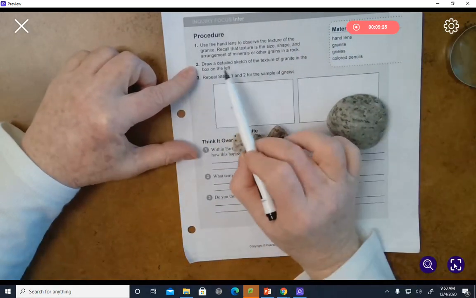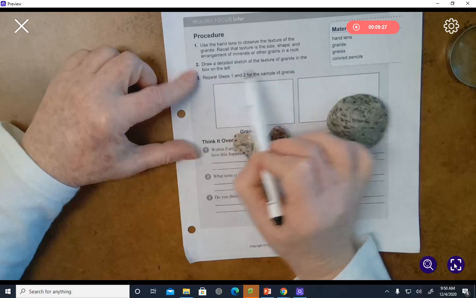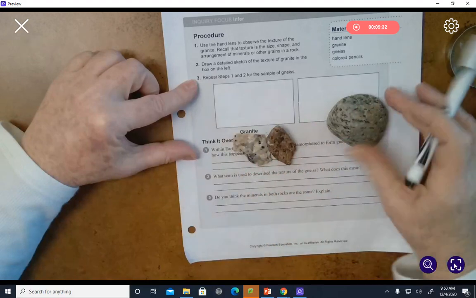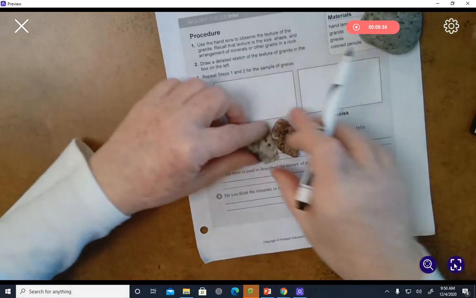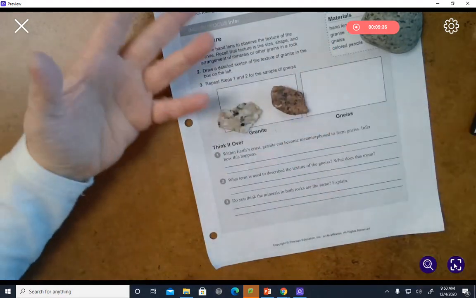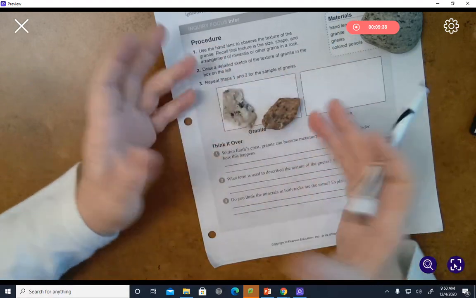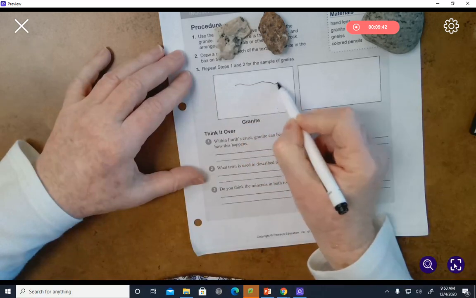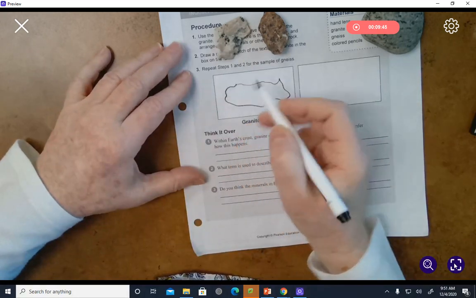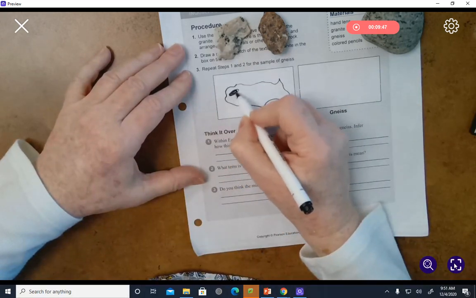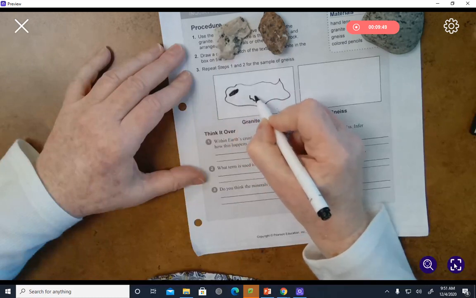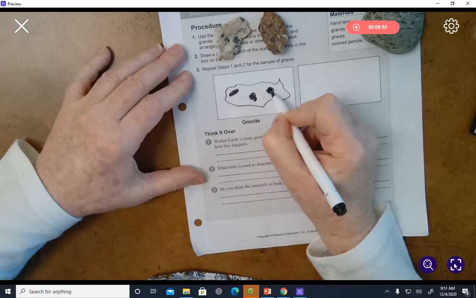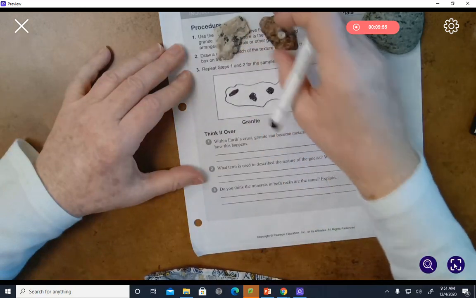Draw a detailed sketch of the texture of granite in the box on the left, and then repeat steps 1 and 2 for the sample of gneiss, which is this one. So if you're going to look at the picture, depending on which kind of granite you use, which sample, I'm going to just set it here. So I'm just going to kind of draw a chunk of rock here, and maybe I'm going to see, okay, some of this, the black mica is kind of jagged and it's rather large. I can see that. If I were to draw this one, you could see the large courses.